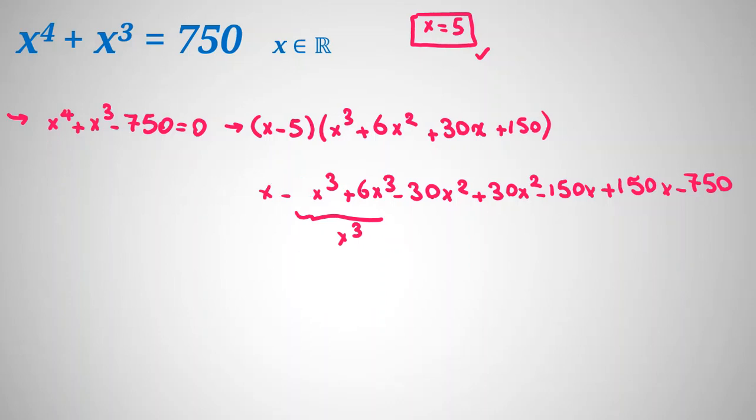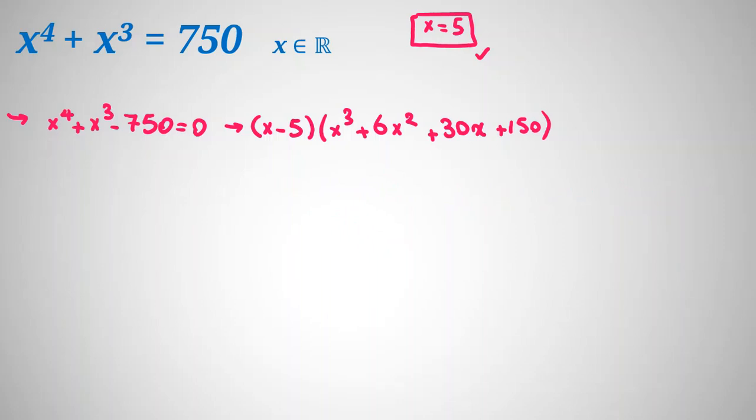Okay, we could factorize this, and why is it useful? Because the product equal to 0. And when the product equal to 0, we conclude that the first term is 0, and we've checked this, x equal to 5, or the second term is. So x cubed plus 6x squared plus 30x plus 150 equal to 0.